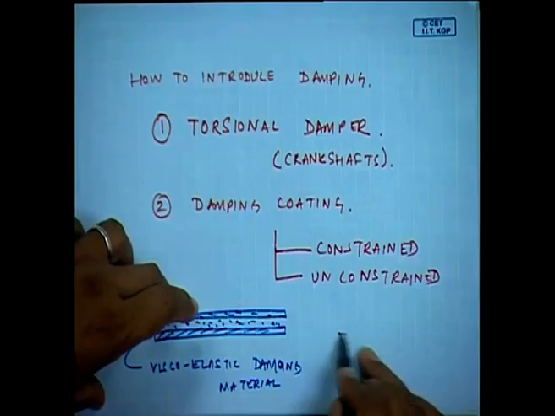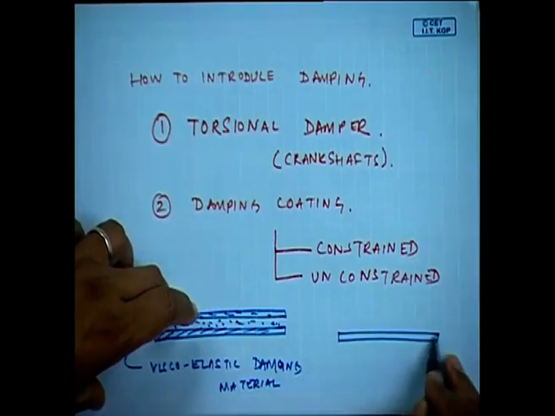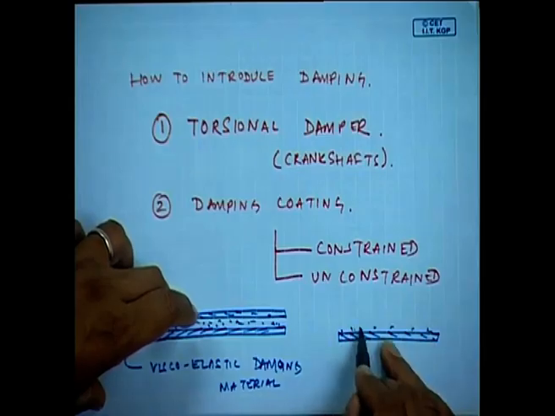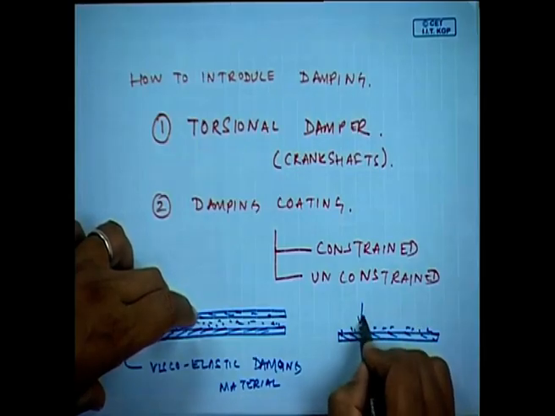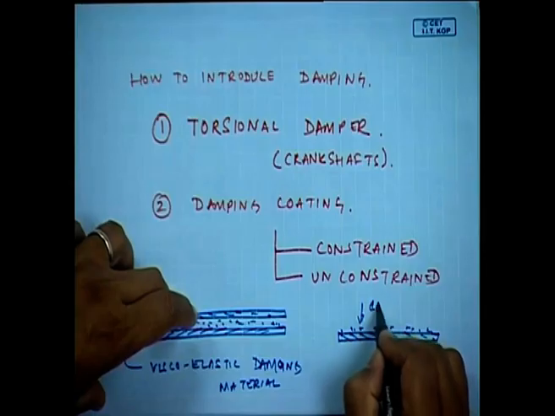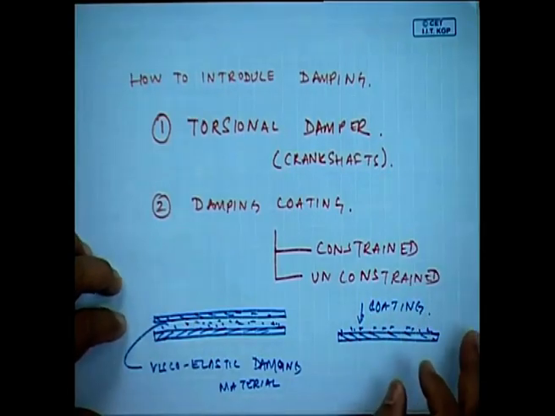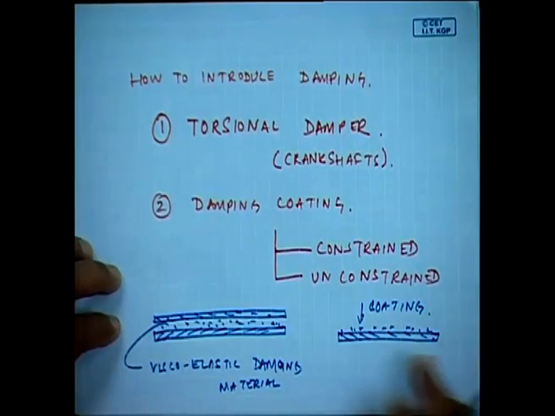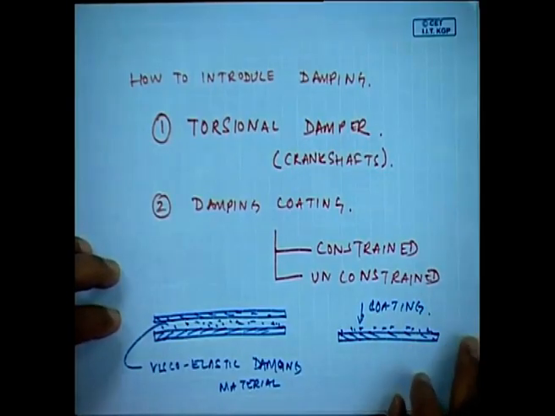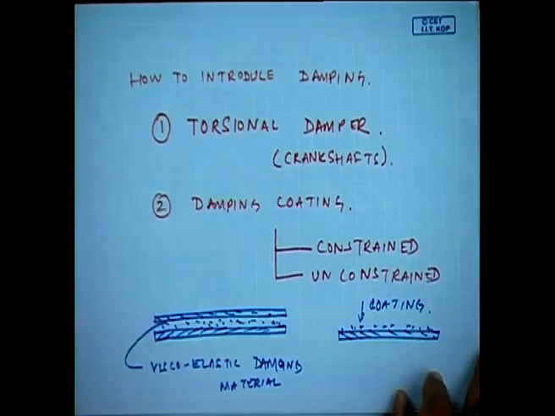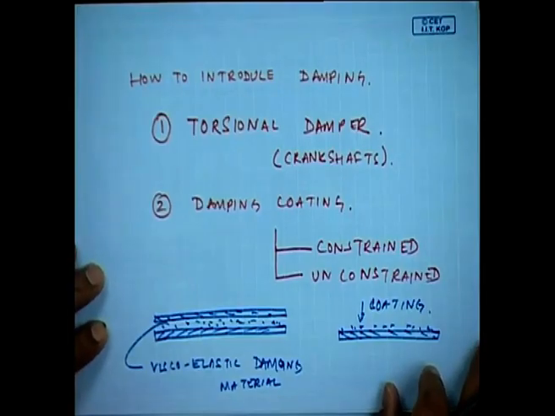This is one. Another is just coating with the unconstrained. We just coat it with a damping material, which is known as a coating. Commercially, a lot of damping paints are available to put on the structures to reduce the motions at resonance.